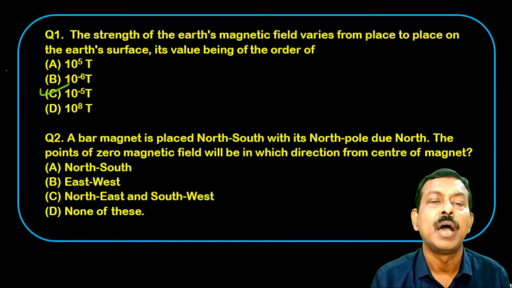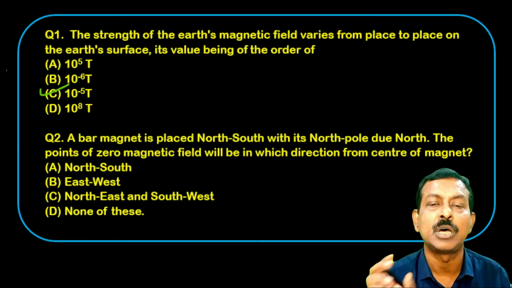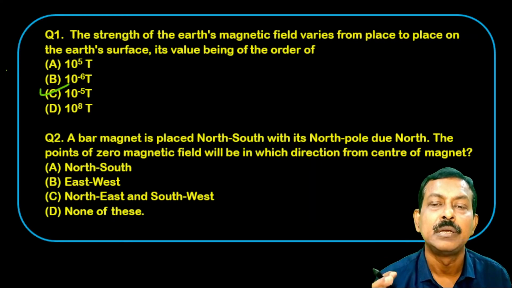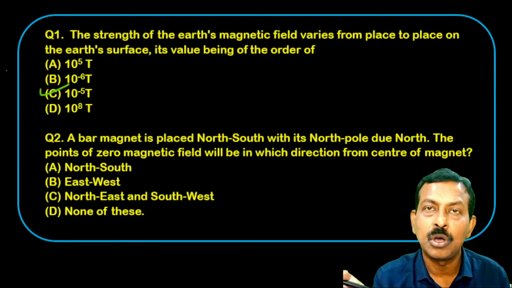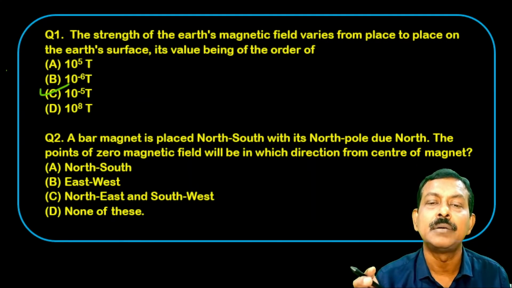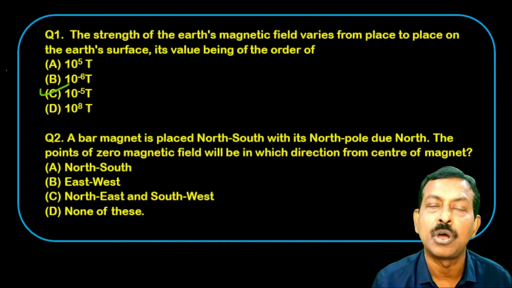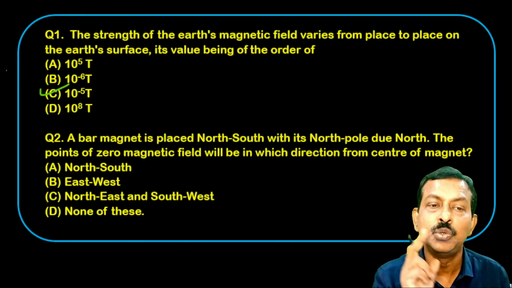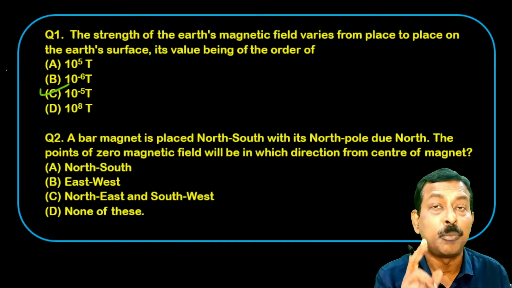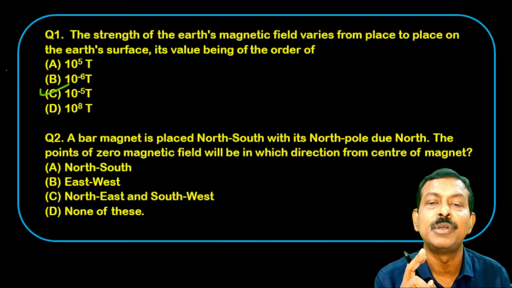Next one is, a bar magnet is placed north-south with its north pole due north. The point of zero magnetic field will be in which direction from the center of the magnet? Remember, you are keeping the magnet in the north-south direction, and its north pole is in the due north direction, so it is in the direction of the magnetic field. You want the point where the magnetic field will be zero. So it will be in which direction?